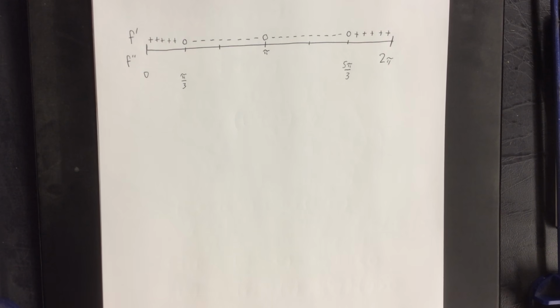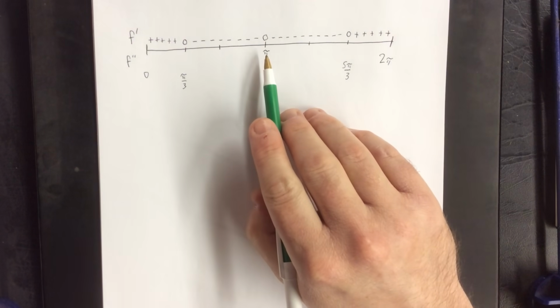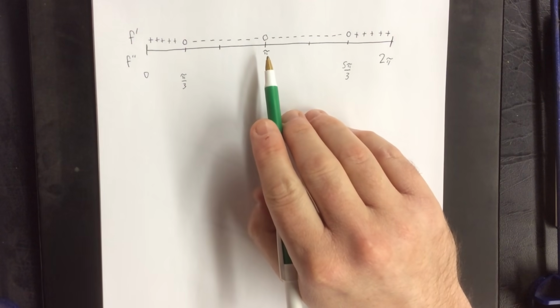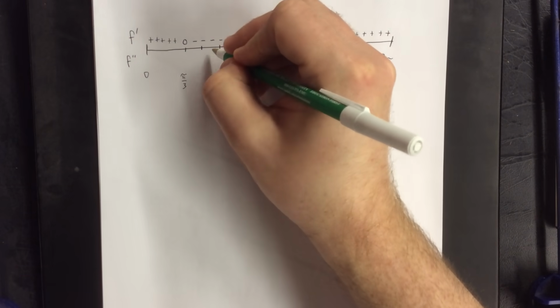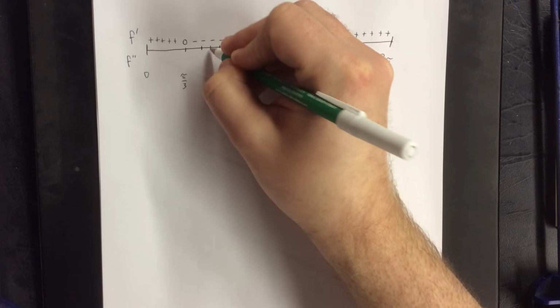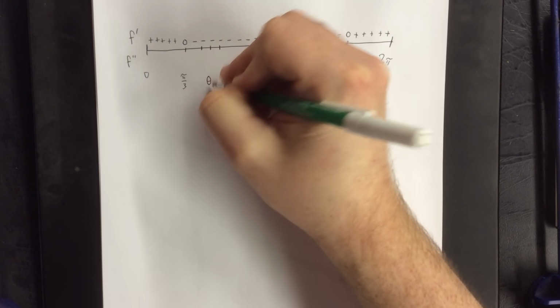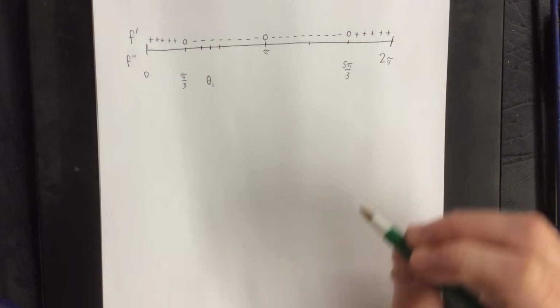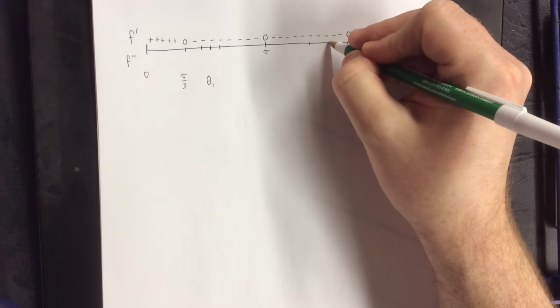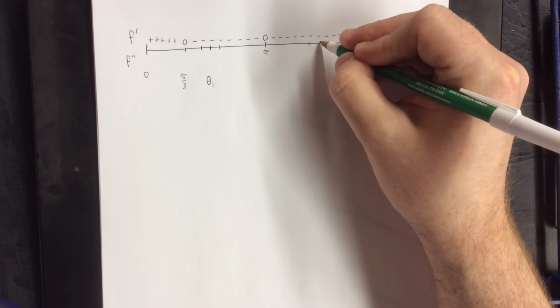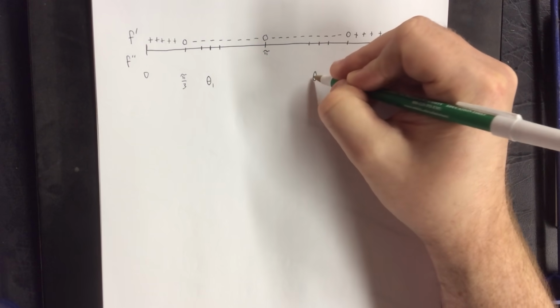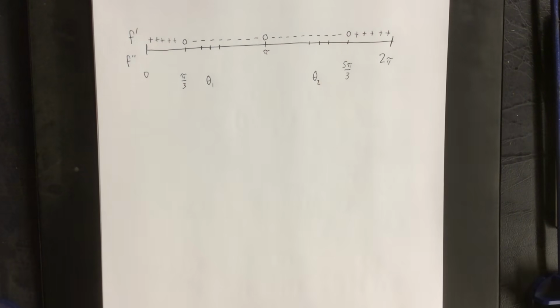For our intervals of concavity, this one was a little bit more complicated. Pi was an important point. We had a number that was slightly bigger than pi over 2. Pi over 2 would be right here. And our value that we referred to as theta 1 was right about here. Then 3 pi over 2 would have been right here, and slightly smaller than that, we would have gotten our theta 2 value.